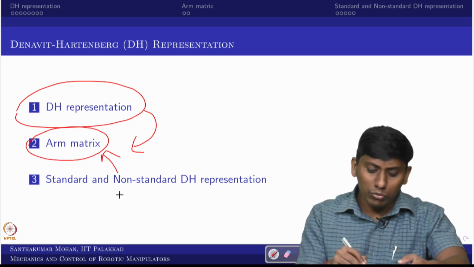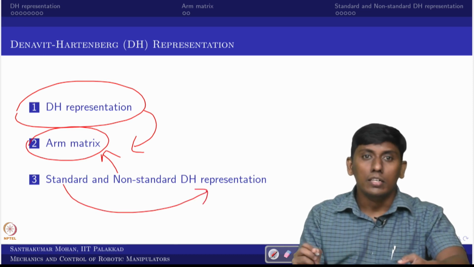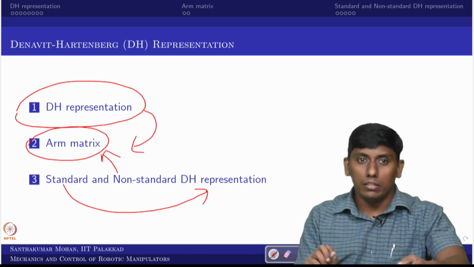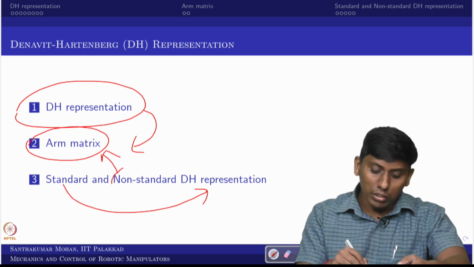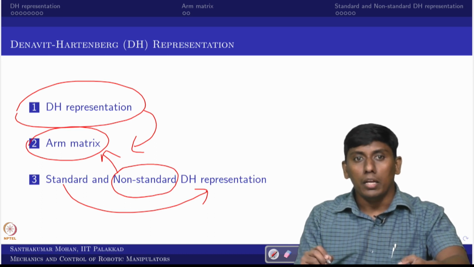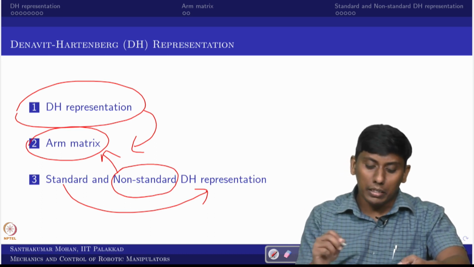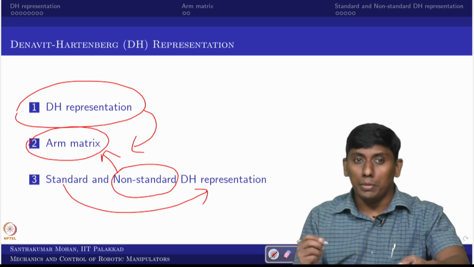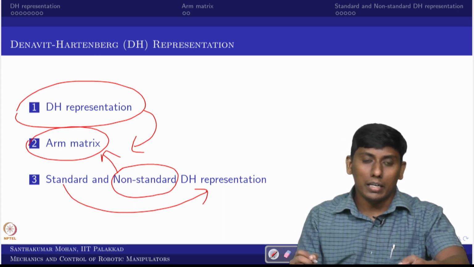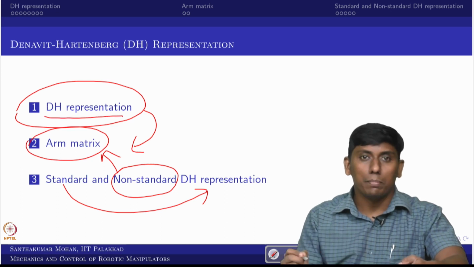One we call the standard representation, where all the variables will be in the ith entity, and the other one is non-standard, where it would be a mix of I and I minus 1. In this particular course we would be keeping the non-standard. Obviously you should know what is standard and non-standard, so we will come back to that at the end. So we will start with the DH representation.